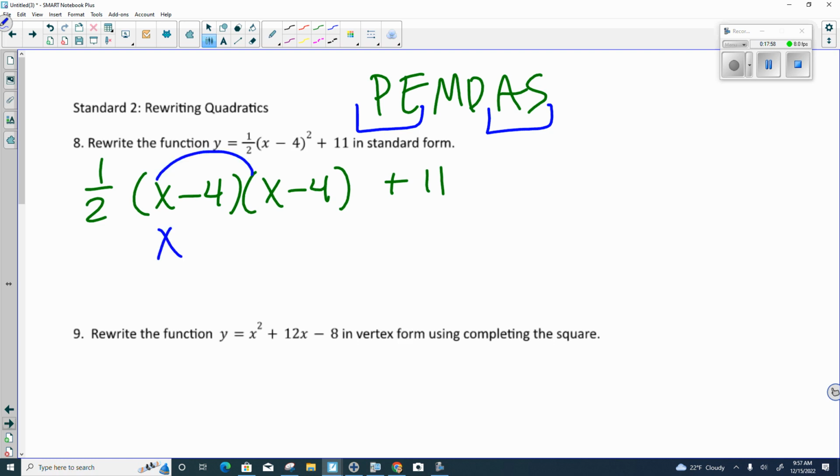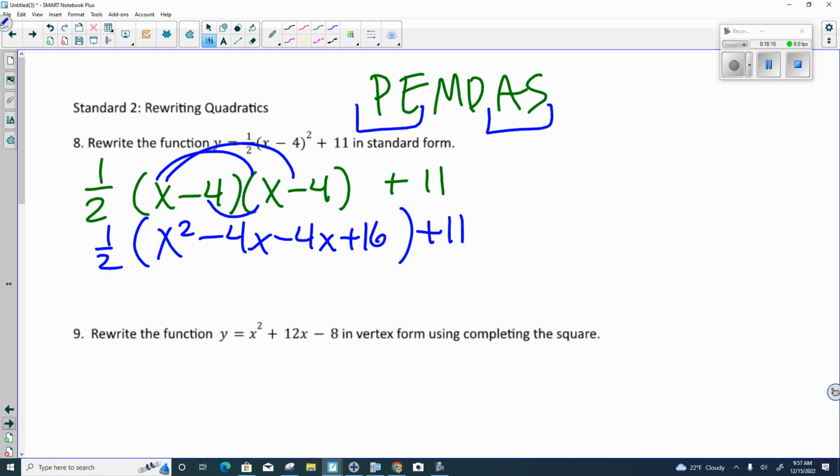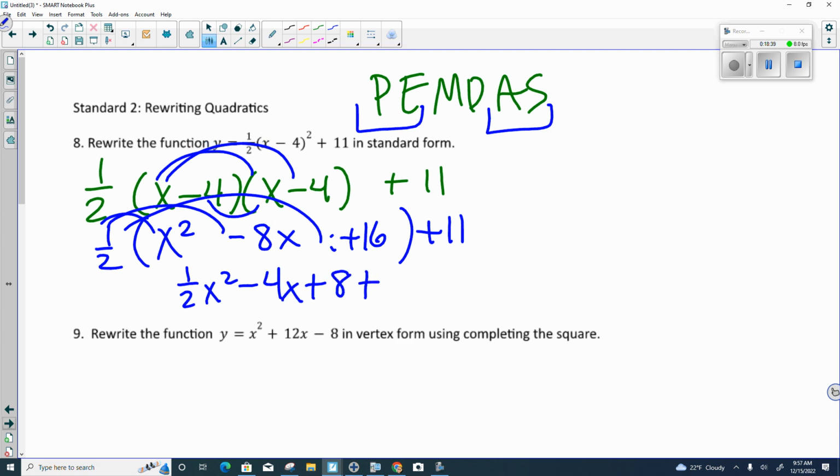So first, outside, inside, last. Combine your like terms. I'm just going to erase them. Now what do I do? Should I add the 11 now? No, it is not his turn. He has to wait until the end of order of operations. Somebody decided that, and this is why, because you'll get a different answer. So we do need to distribute here. Now you can add your 11.